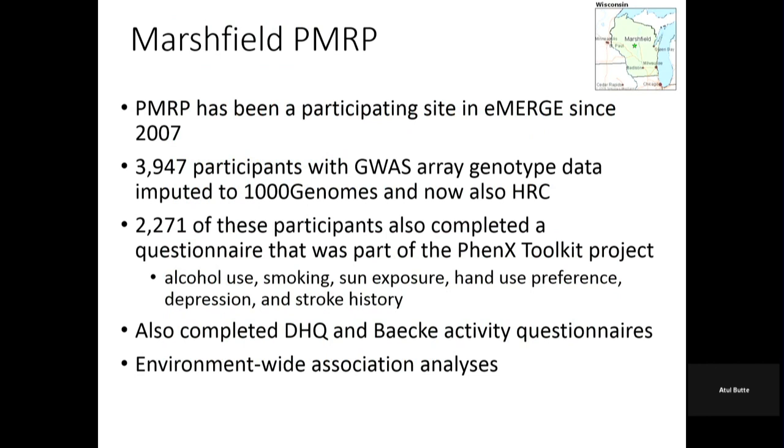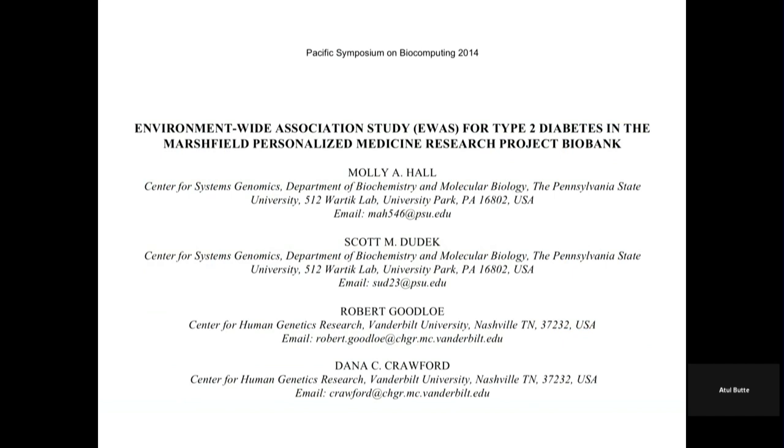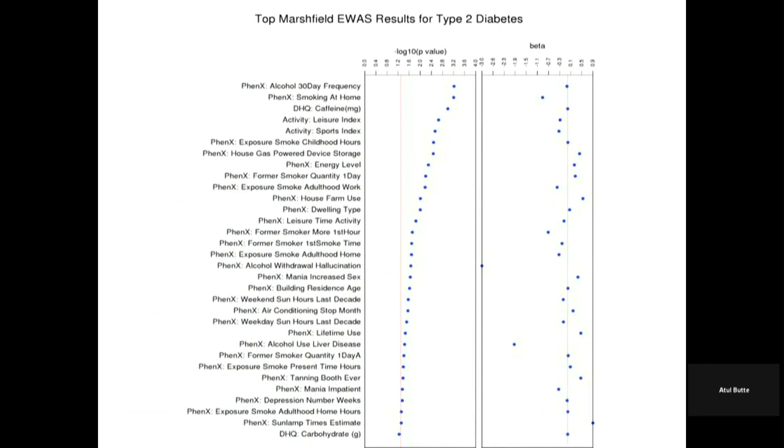Then we did some environment-wide association analyses. This is where you just look for associations of your clinical traits with all the environmental variables that you've found. The first EWAS was published by Chirag Patel and Atul Butte, our previous speaker. We saw this and said, oh, we should do this with our Phoenix data. So we did the same thing for type 2 diabetes, and we found some really interesting findings. Here I have the synthesis view plot turned on the side. Our top hits for associations with type 2 diabetes were alcohol 30-day frequency and smoking at home.